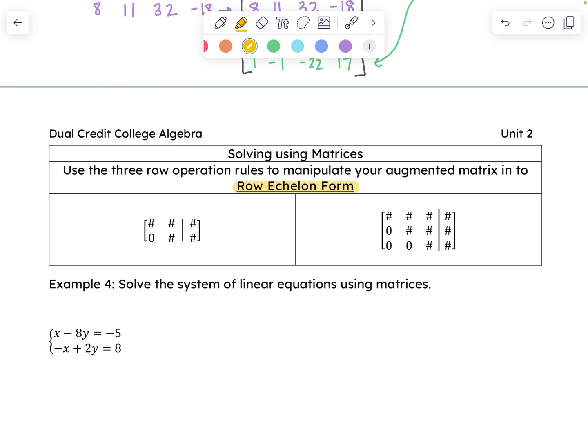Row echelon form is where you specifically want to get a bottom triangle of zeros in your matrix. So you want to think about what row operation can I apply here that would get me to this specific format of a matrix. Then once you get to that format, you can put it back into equation form instead of matrix form, and it is a little bit easier of equations to solve than what you originally started with. So let's look at example 4.